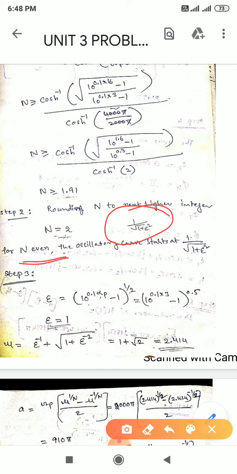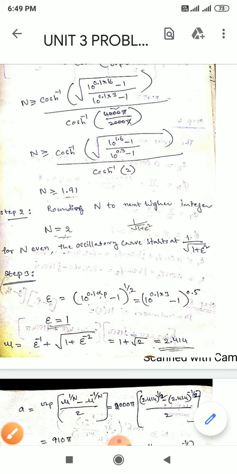What parameters are we calculating in this step? We are calculating the epsilon value, mu value, A value and B value. How to calculate the epsilon value? Epsilon is equal to (10 power 0.1 alpha p minus 1) whole power 1 by 2. We are substituting alpha p, which is 3, and simplifying this equation. Epsilon value is 1.